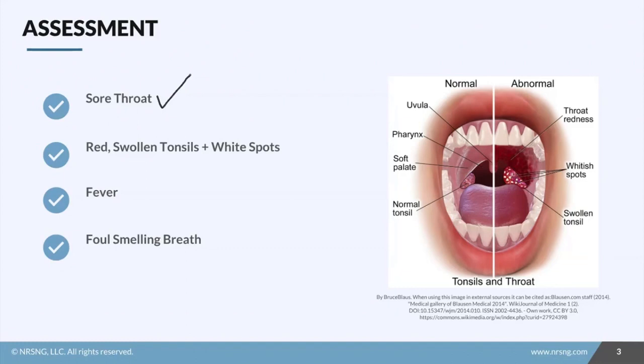Now, if you take a look at the throat, it's going to be red and swollen, and then you may see white spots or white exudate as well, which are indicating that there's some infection there. The child's also going to probably have a fever and feel really crummy, and it's not uncommon for them to have really foul-smelling breath. So that's something you may hear from the parents when they're describing the symptoms.